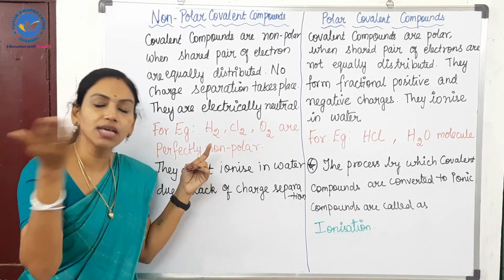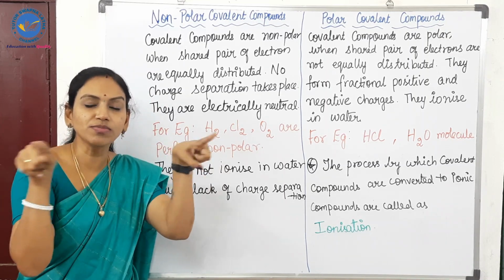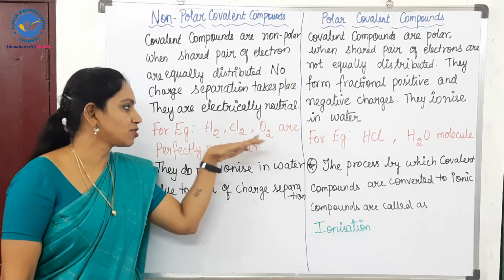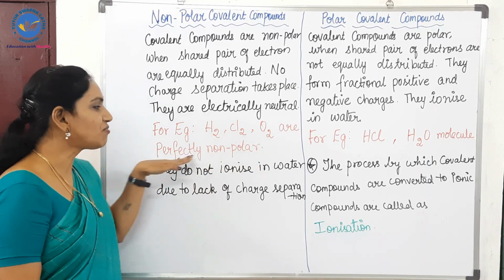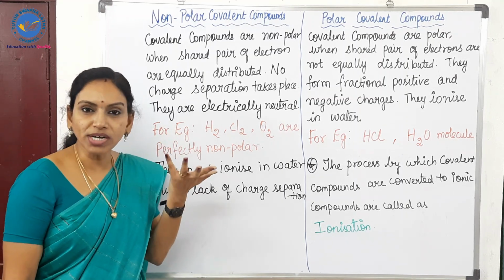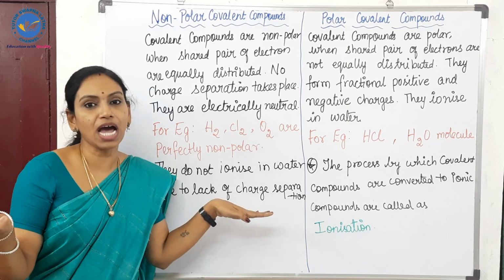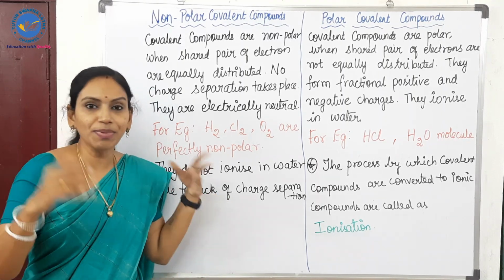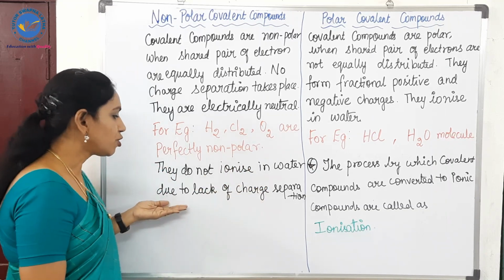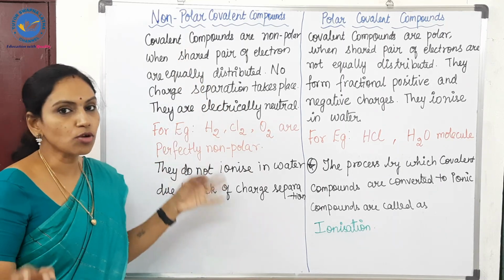For example, the hydrogen molecule, H2: both have one electron, so this one electron from each together forms a single bond between them. Chlorine has equal numbers of electrons, and the oxygen molecule is also perfectly non-polar. Next, they do not ionize in water. Ionize means separation of charges. They don't separate into plus and minus when dissolved in water. So due to lack of charge separation, they are called non-polar covalent compounds.